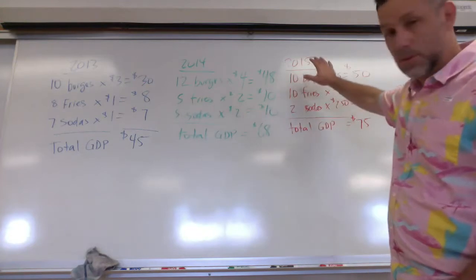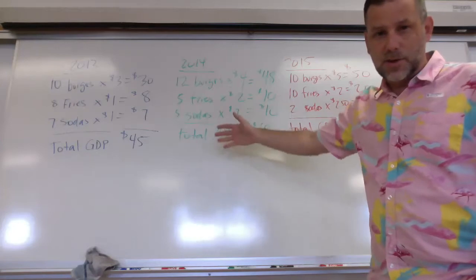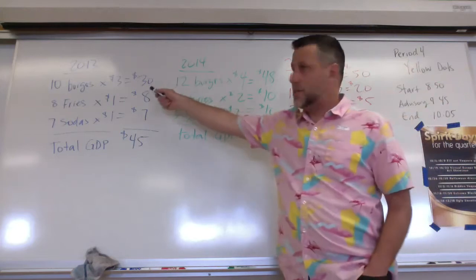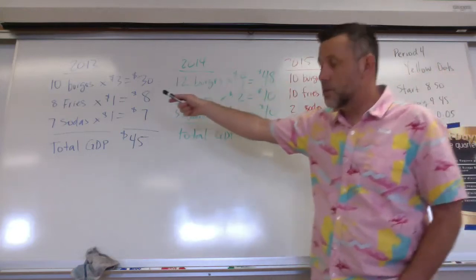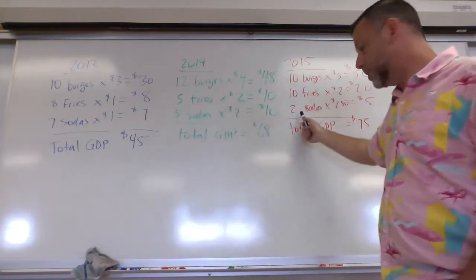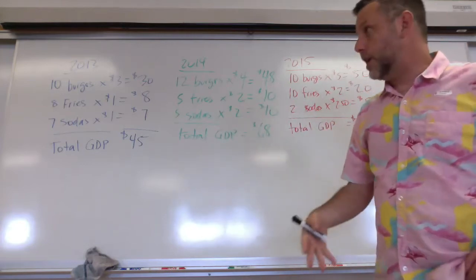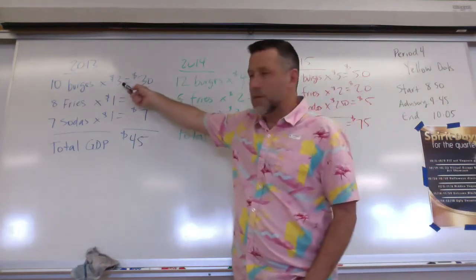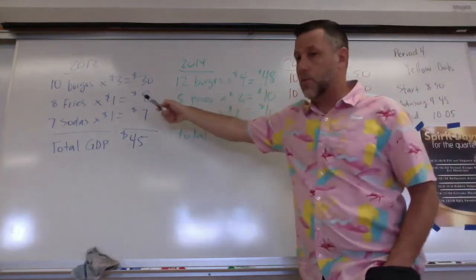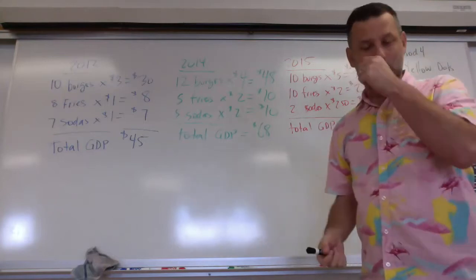2013, 2014, 2015, and 3 things are being produced: hamburgers, French fries, and sodas. Now notice that as time goes on, the number of burgers changes, 10 to 12 to 10, fries goes from 8 to 5 to 10, sodas goes from 7 to 5 to 2. So some things are going up, some things are going down. Also prices are changing. A burger is $3 in 2013, a burger is $5 in 2015. Fries are $1 in 2013. Fries are $2 in 2015. So prices are changing, quantity is changing.